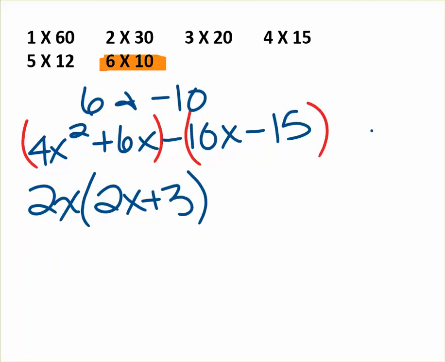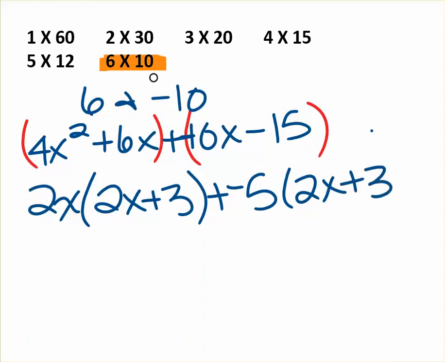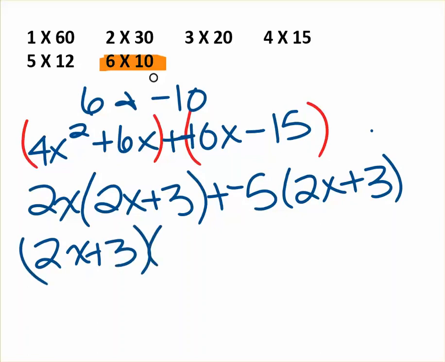And then in my second set, minus 10x minus 15. And really that minus there needs to go with the 10, so I have negative 10x minus 15. So I can factor out negative 5. So negative 5 times 2x plus 3. Okay, so now I notice I have a common binomial. So I can take out that common binomial, 2x plus 3. And then I'm left with 2x minus 5.